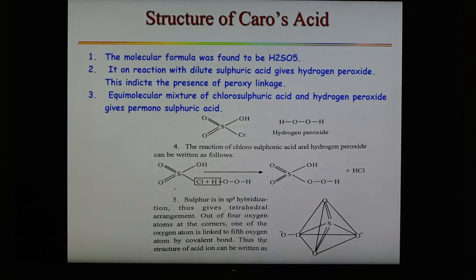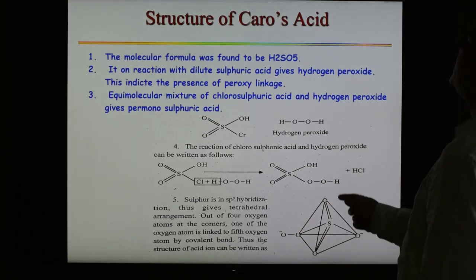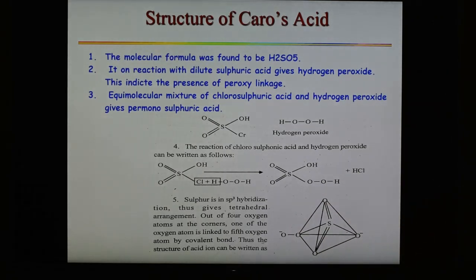Sulfur in this compound is sp3 hybridized and gives a tetrahedral structure. Out of 4 oxygen atoms, at a corner one of the oxygen atoms is linked to a fifth oxygen atom by a covalent bond, and therefore the structure of the acid can be written as shown in this slide. So this is the structure for peroxymonosulfuric acid, also known as Caro's acid, with formula H2SO5.